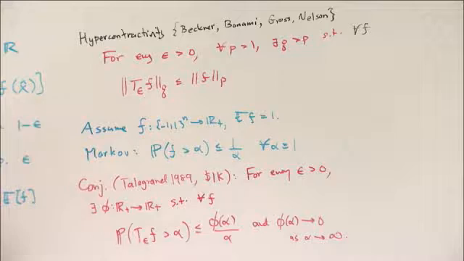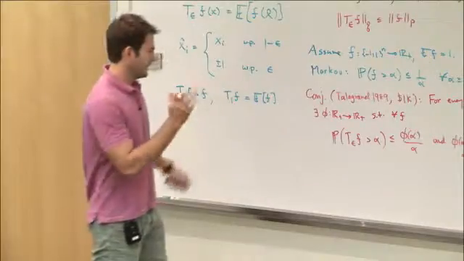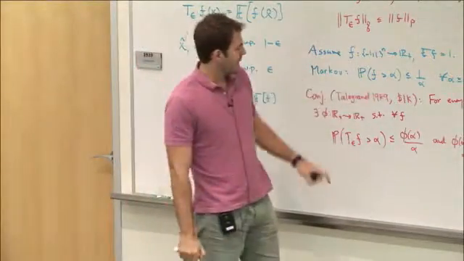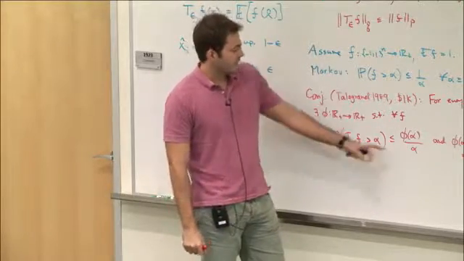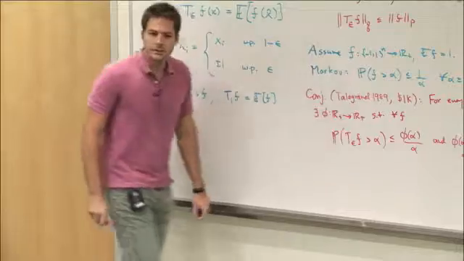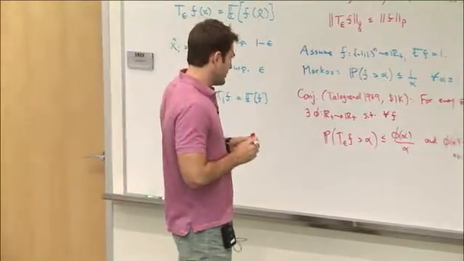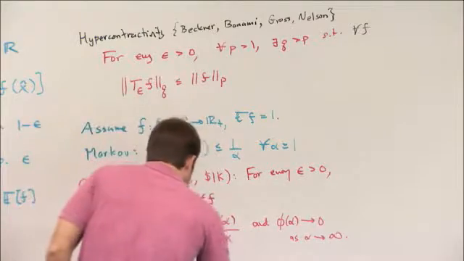Okay. So this phi represents an improvement over Markov's inequality, right? So for every fixed amount of noise, if we average with that noise, then no matter what function we start with, we improve the tail. Okay. So this is the conjecture.